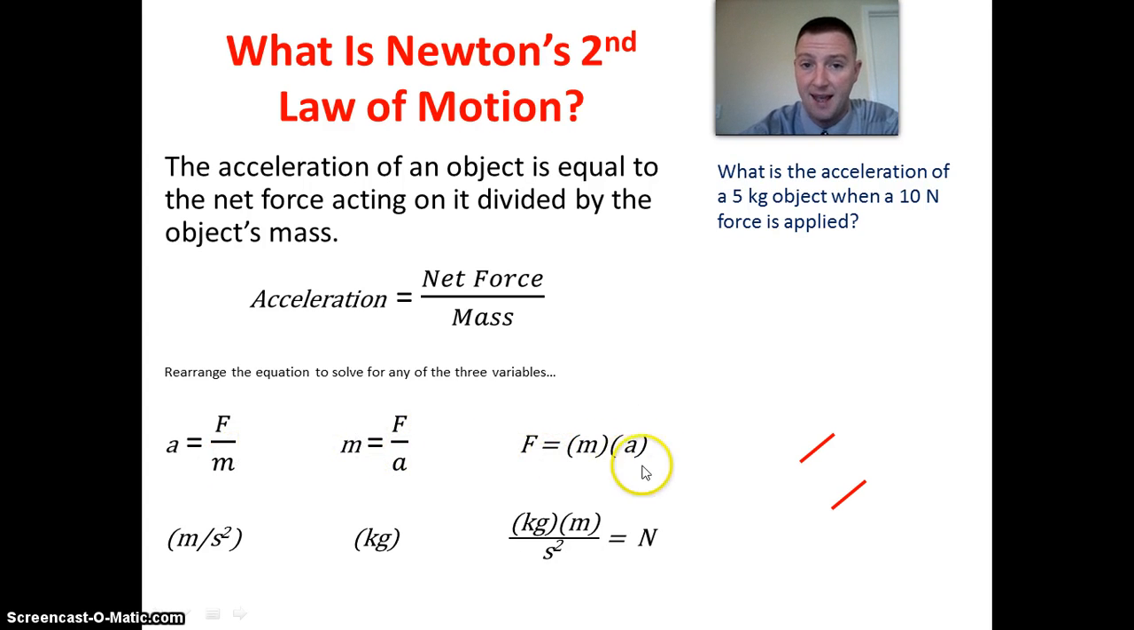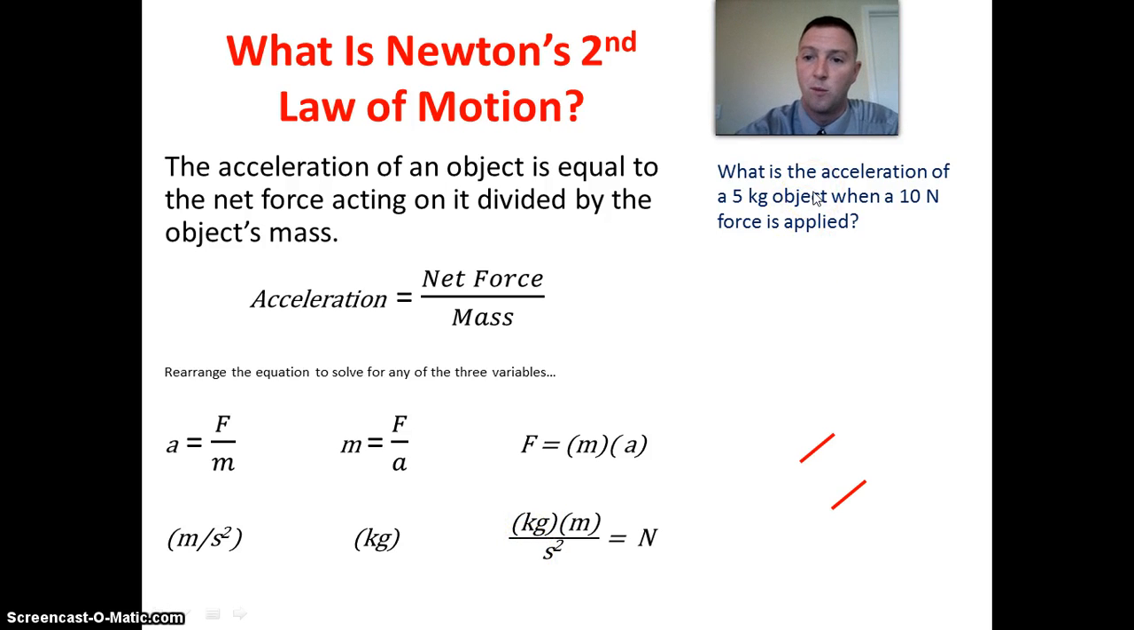F equals ma is Newton's second law. Now, notice acceleration is in meters per second squared. Mass is in kilograms. Force is in newtons. What is a newton? A kilogram times a meter divided by a second squared. So essentially it's mass times acceleration. Let's see how this works.